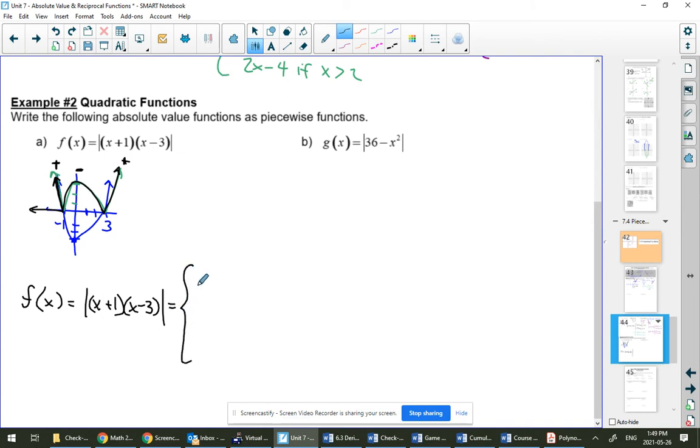So there's still the positive case. Now some people will multiply this out. So the positive case of this, if I multiply this out, it's going to be x squared minus 3x plus 1x minus 3. So that's x squared minus 2x minus 3. So I could just write x squared minus 2x minus 3. Now, my function is positive when x is less than or equal to negative 1, and when x is greater than or equal to 3.